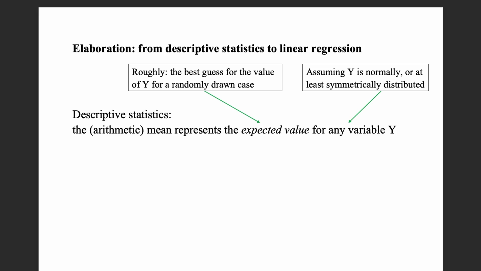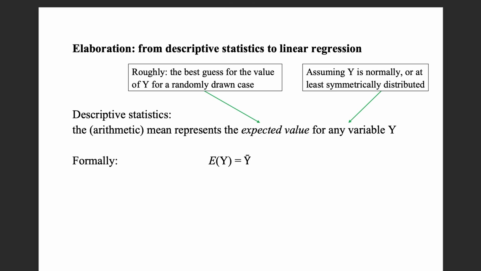But the expected value itself is something that's not observable. It's kind of a thought experiment. If we would draw a random case from the population, what would be our best guess for the value of that case on that variable if we don't know anything else? And well, then the mean value is going to be your best guess, because that's where most of the observations are located, right at the top of that distribution of the variable.